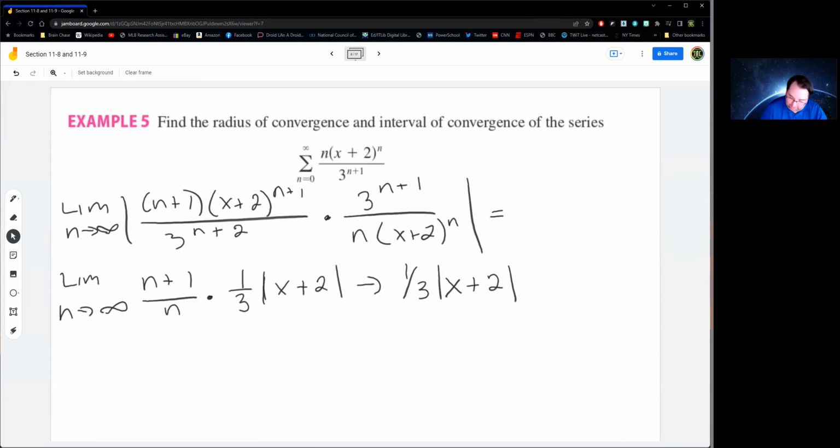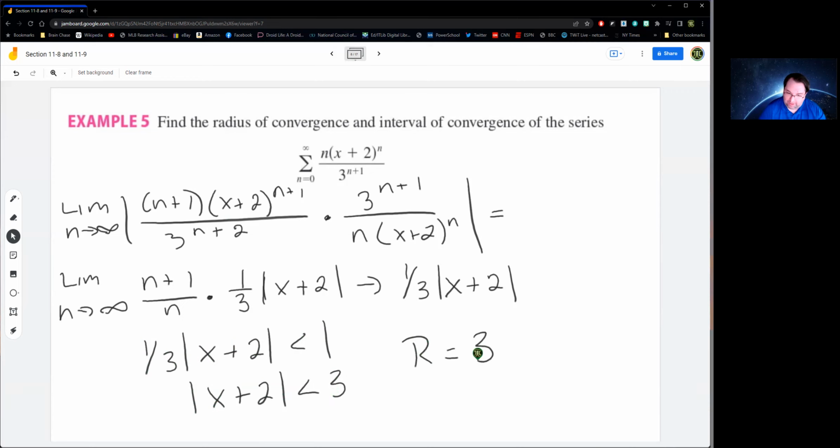All right, so I have 1/3 the absolute value of x plus 2 has to be less than 1. So that means the absolute value of x plus 2 has to be less than 3. So my radius is 3.